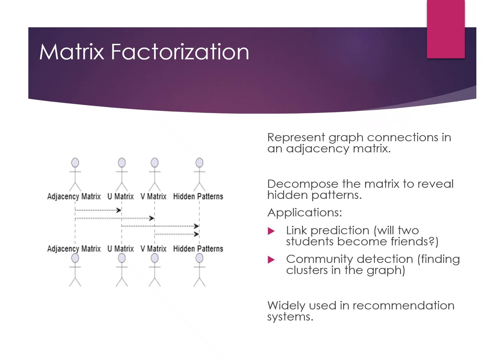Let's come to matrix factorization. Matrix factorization represents graph connections as an adjacency matrix. By decomposing this matrix, we can reveal hidden patterns. The applications of matrix factorization include link prediction and community detection. Link prediction basically predicts if two students will become friends or not. And community detection finds the clusters in the graph.